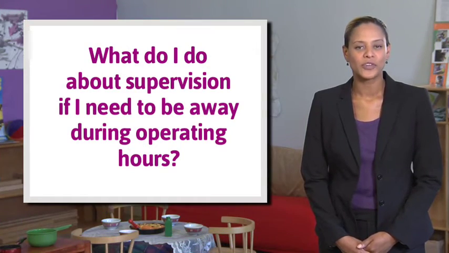What do I do about supervision if I need to be away during operating hours? Family child care providers must be present in the home during operating hours. However, licensing employs an 80% 20% rule for coverage during temporary absences such as doctor visits. This means that you must supervise the children at least 80% of the time they are in care each day. If needed, you may be absent a maximum of 20% of the time to attend appointments or meetings. During those limited times when you're absent, there must be a qualified adult supervising the children.